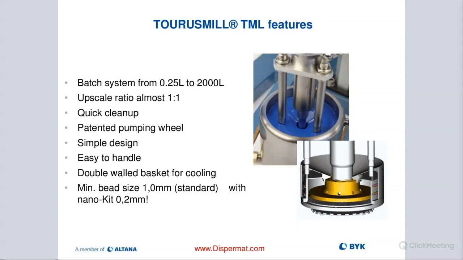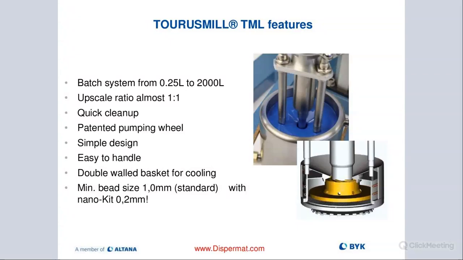And I can report to you that we have done some tests. We have excellent upscale results from our lab scale to manufacturing, almost one-to-one, which is very important. Very easy to clean a basket mill. So that's another big benefit. And you don't have really hardly any wear. There are no seals, O-rings, or anything of that nature. So it's relatively easy to maintain, relatively cost-effective compared to a horizontal mill, and does an excellent job.